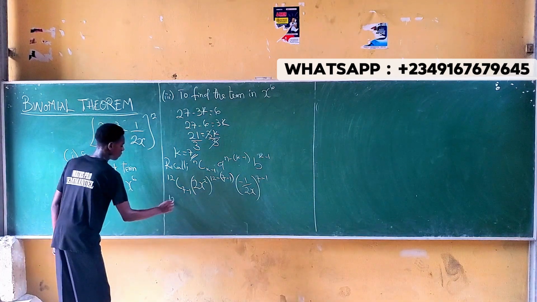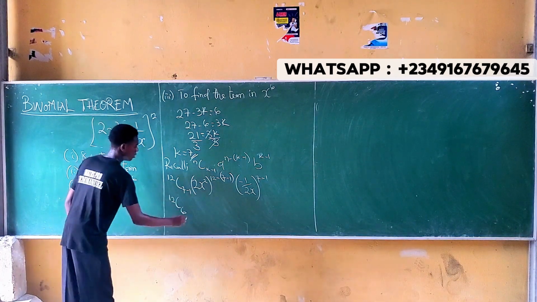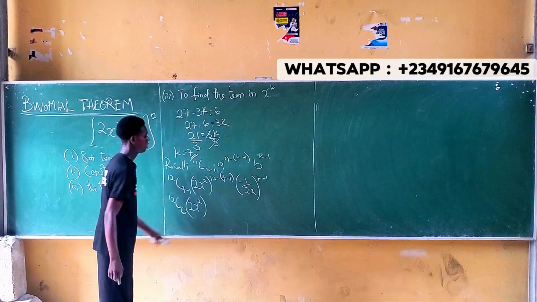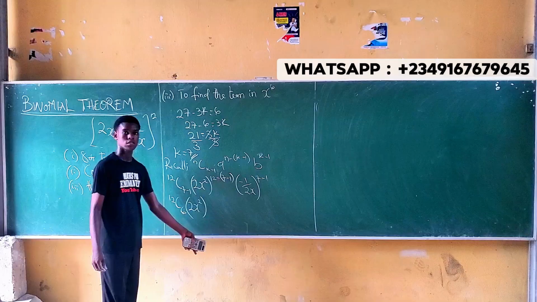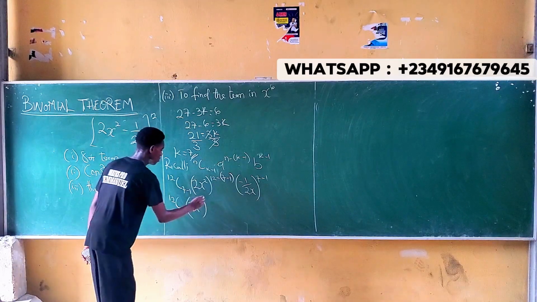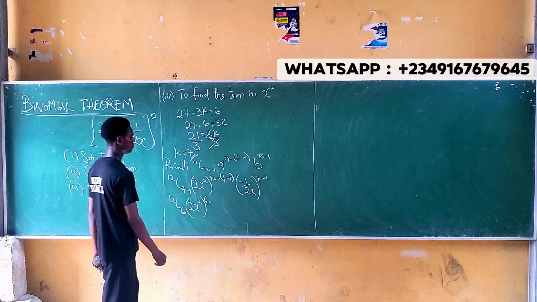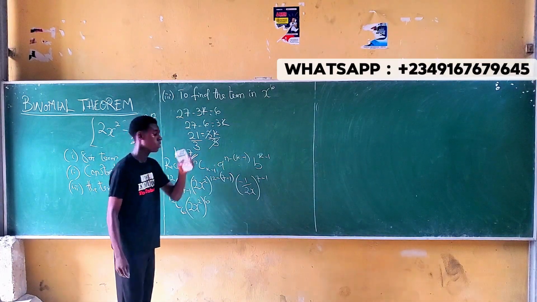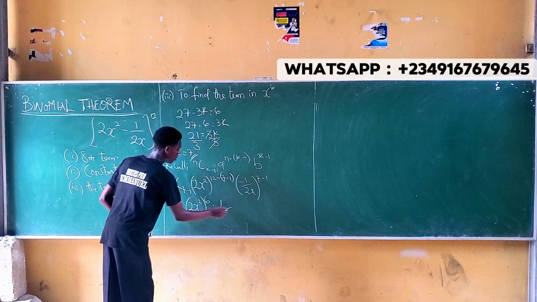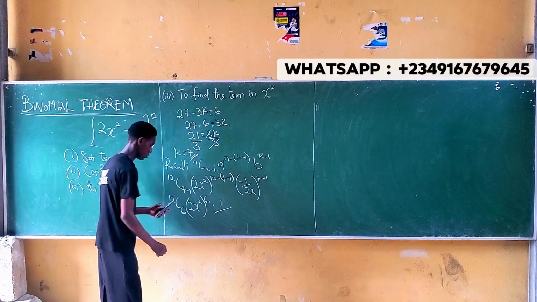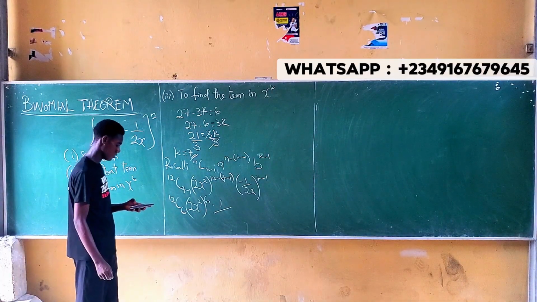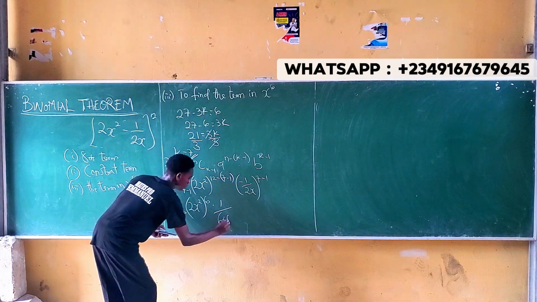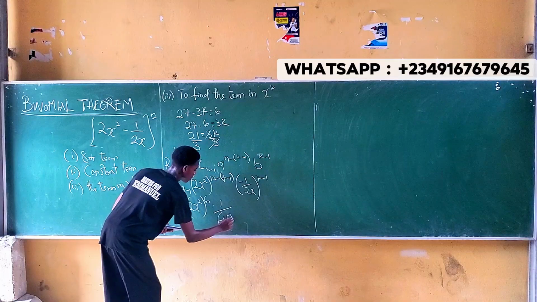So I'll have 12 combination 6. Then 2x squared. Let me just be fast here. 12 minus 7 minus 1 is 6, so here is just 6. Then 7 minus 1 is 6, so minus 1 raised to the power of 6 will be plus 1. So I'll just have 1 all over 2 raised to the power of 6. The result is 64, so I have 64 and then x raised to the power of 6.